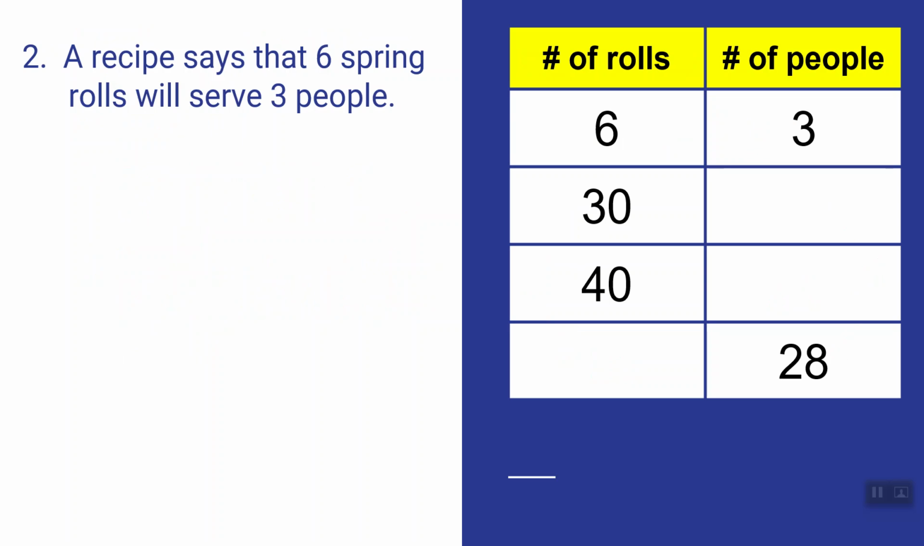The second table now is about the spring rolls and people. So again, pause this video here. Get the table copied into your math notebook and fill in the missing parts of the table. So if 6 spring rolls serve 3 people, that means that 30 spring rolls will serve 15 people, and 40 spring rolls will serve 20 people, and if you have 28 people, you will need 56 spring rolls.